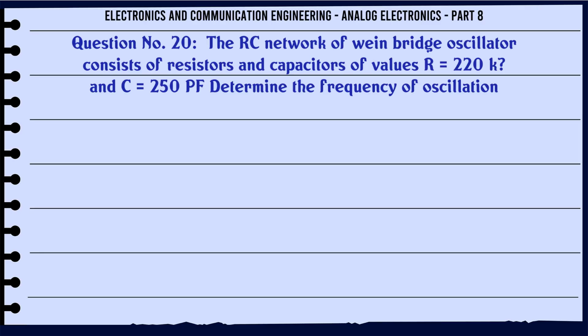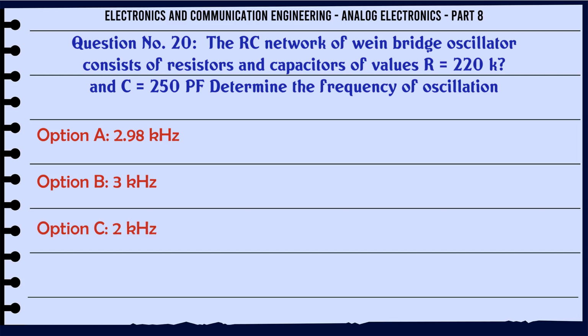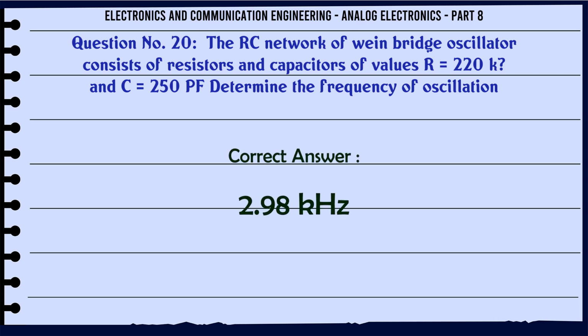The RC network of a Wien bridge oscillator consists of resistors and capacitors of values R 220K and C 250 pF. Determine the frequency of oscillation. A, 2.98 kHz. B, 3 kHz. C, 2 kHz. D, 10 kHz. The correct answer is 2.98 kHz.